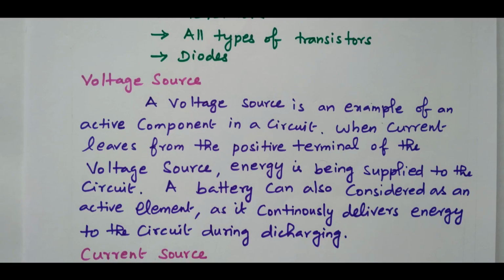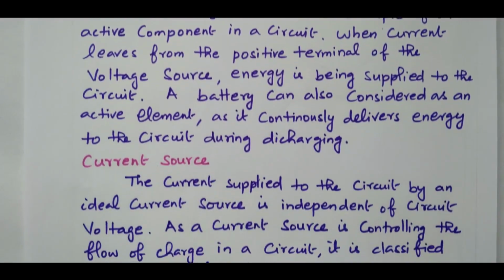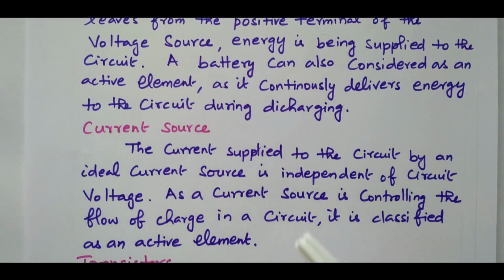Similarly, the current source. The current supplied to the circuit by the ideal current source is independent of the circuit voltage. So the current source is controlling the flow of charge in the circuit, so it is classified as an active element. The current source is able to supply current to the circuit continuously, independent of circuit voltage. It is always delivering current to the circuit. That's why it is called an active element.